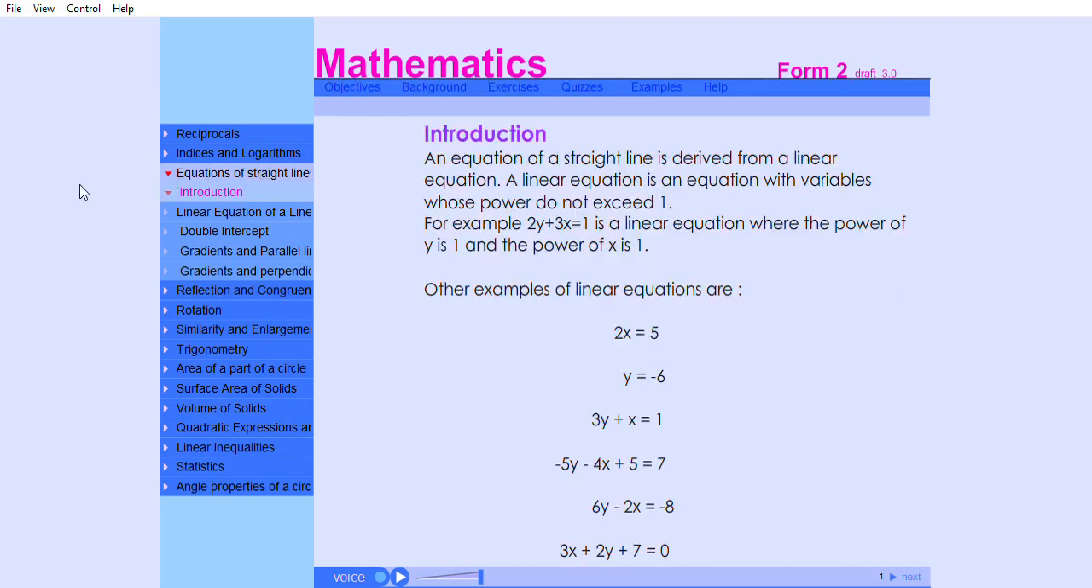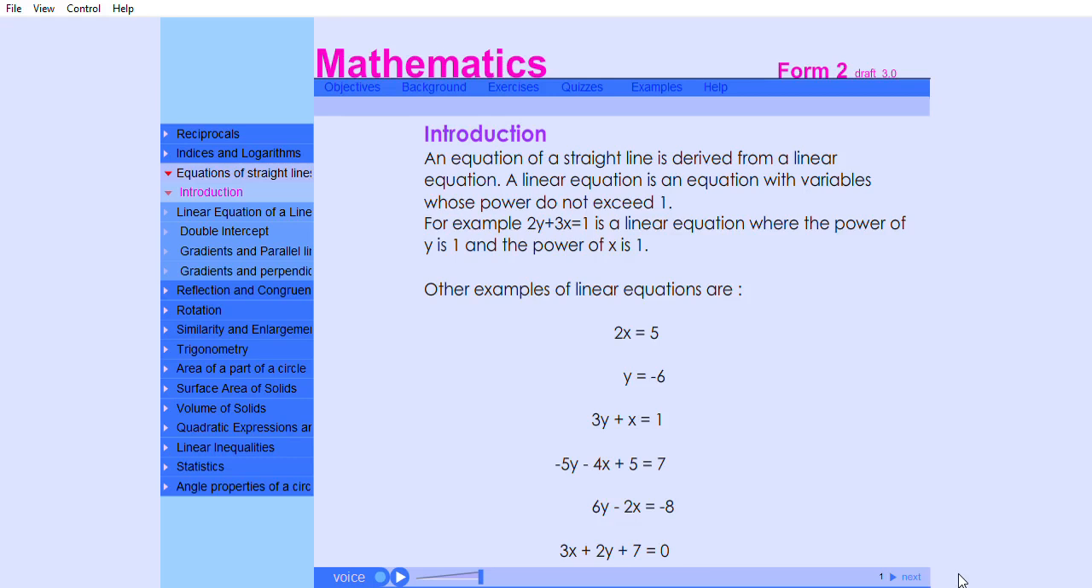An equation of a straight line is derived from a linear equation. A linear equation is an equation with variables whose power do not exceed 1. For example, 2y plus 3x is equal to 1 is a linear equation where the power of y is 1 and the power of x is 1.